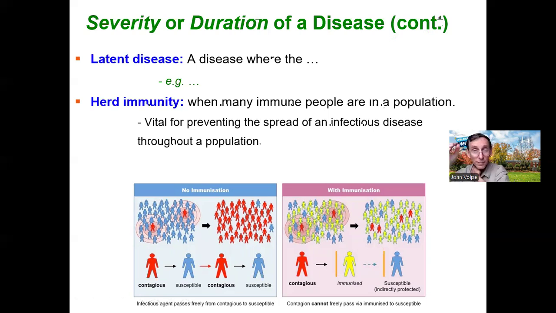And that's how herd immunity can protect the herd, where the many immune people prevent the spread of an infectious population throughout the individuals. Most will not get infected if herd immunity is in place.